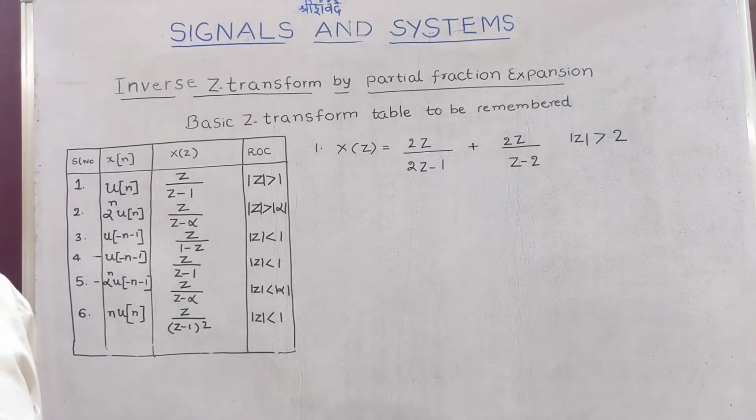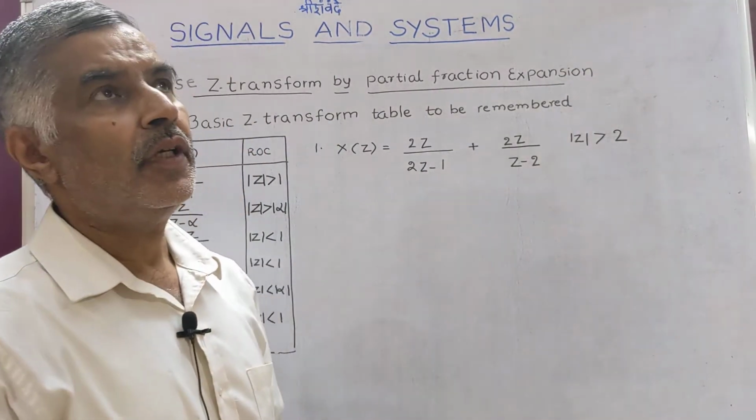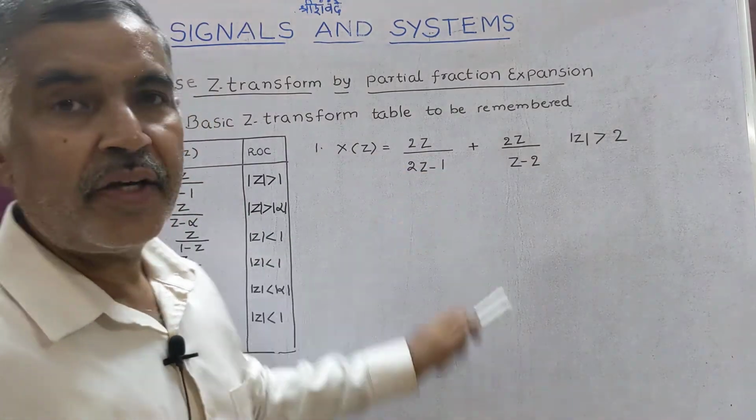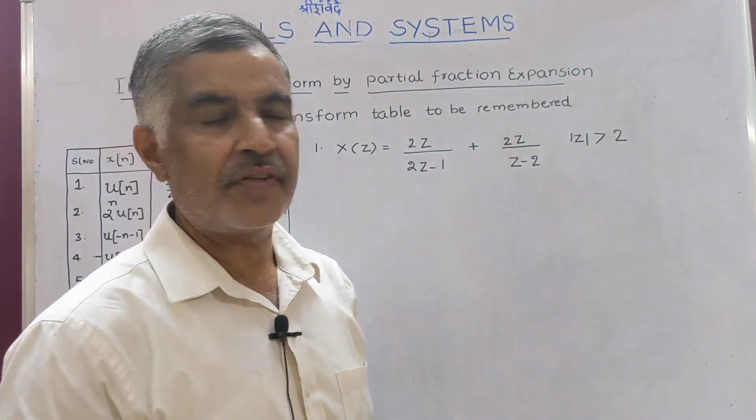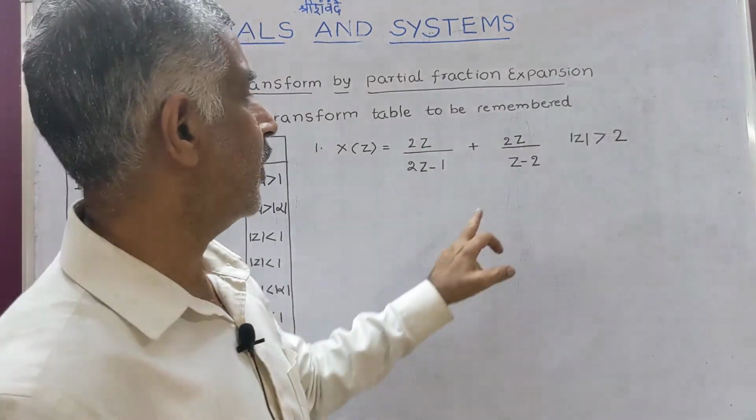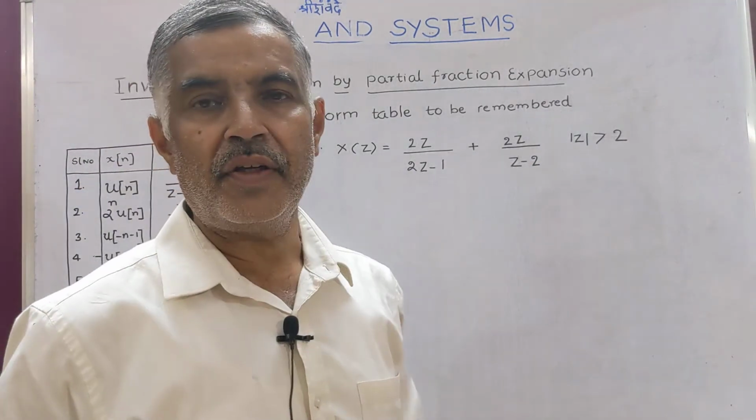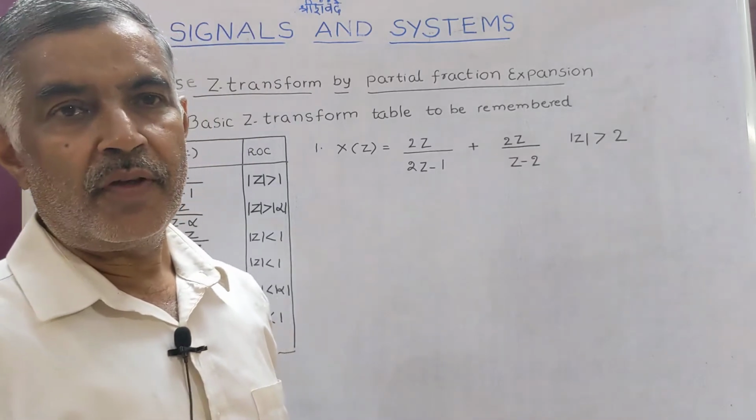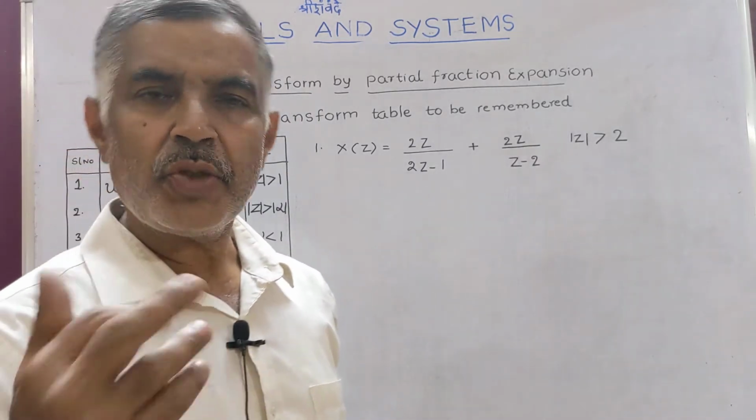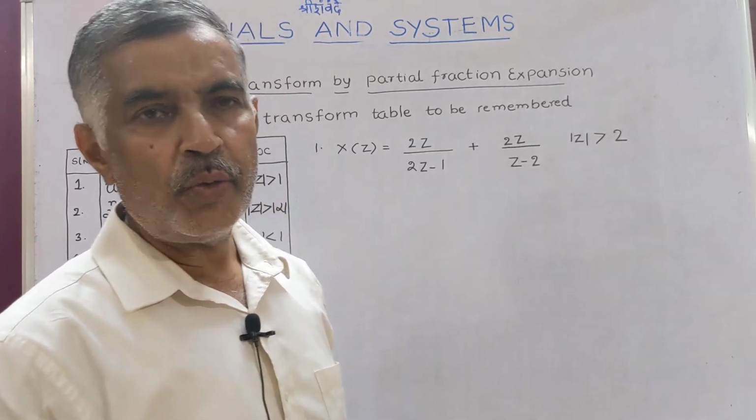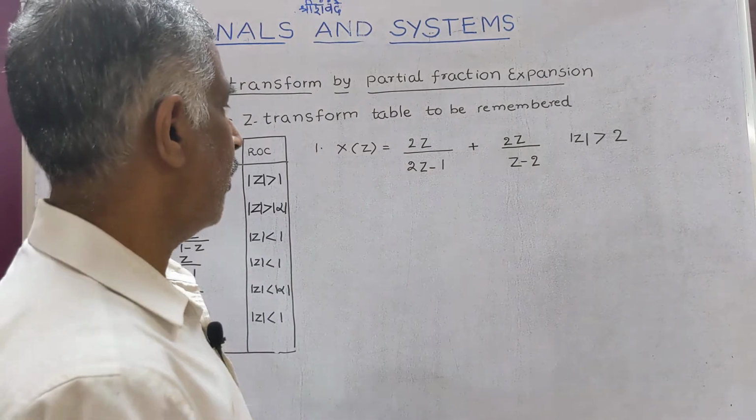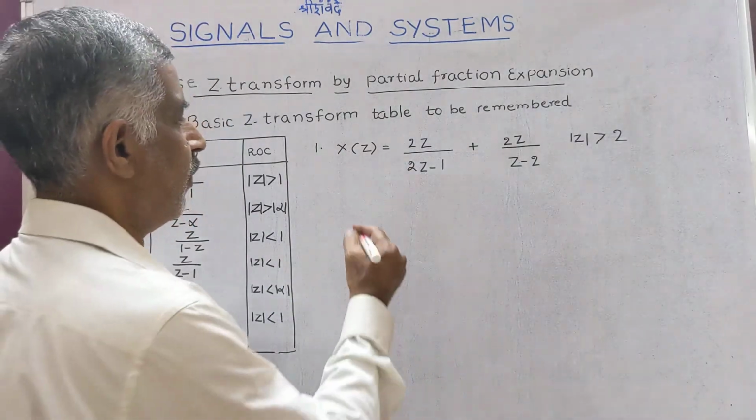This is the first problem. In this problem, it is already expanded using partial fractions. In the denominator you will see 2z minus 1 is a factor and z minus 2 is a factor, so the problem is already factorized. In the next problem I will do factorization, not now. In this problem, first bring it to standard form.